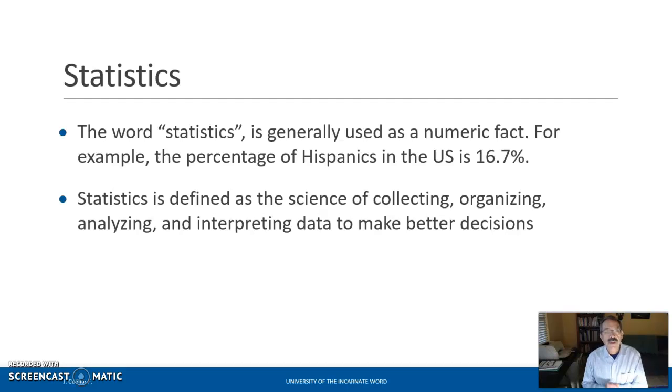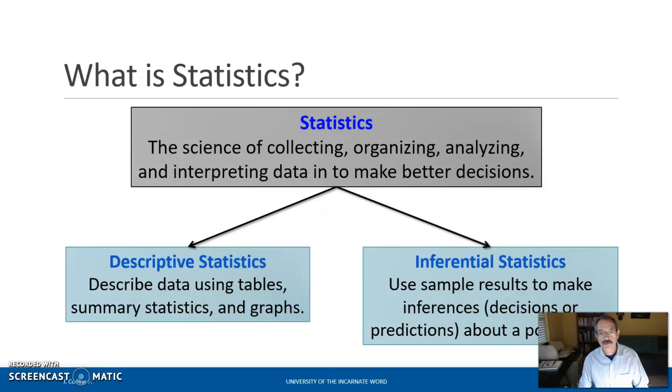All right, statistics. I'm sure you have heard the word statistics, and this is generally used as a numerical fact. For example, the percentage of Hispanics in the U.S. is 16.7%. That's what people will say, oh, that's a statistic. All right, from our point of view, statistics is defined as the science of collecting, organizing, analyzing, and interpreting data to make better decisions. So here we're taking a more ample definition of what statistics is.